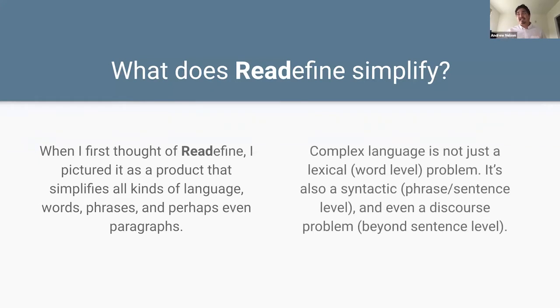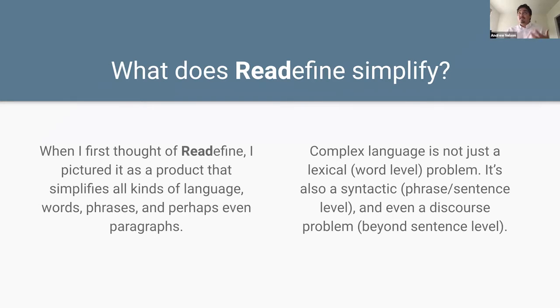Complex language is not just a lexical problem, right? It's not just a word-level problem. It's also a syntactic problem, so phrase or sentence level, but it's even a discourse problem. That's at the paragraph level, where there's still complex language.